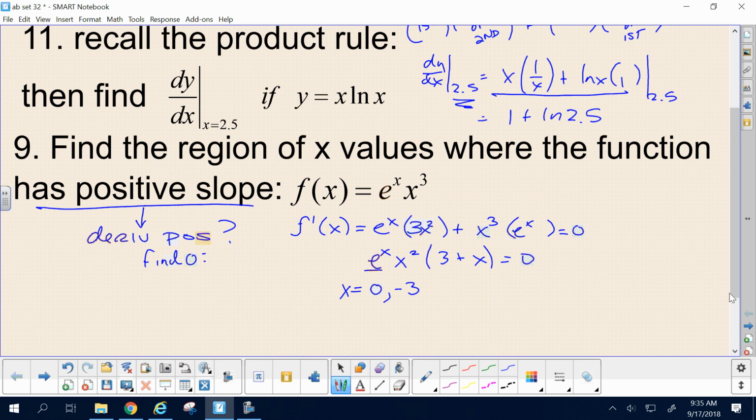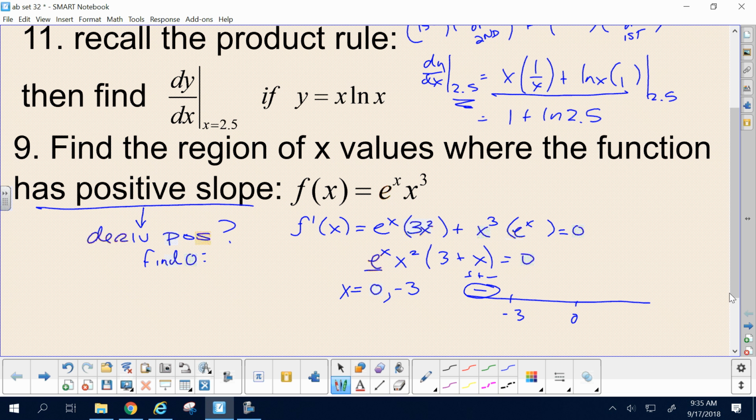Great. We have zeros. Now we can divide all the numbers up into 3 chunks. Those before -3, between -3 and 0, and after 0. They must have signs in those regions. What about at -5? Well, e to the x is always positive. x squared is always positive. And so it's really just about 3 plus x, positive or negative in that region. Negative. Therefore, an overall negative.